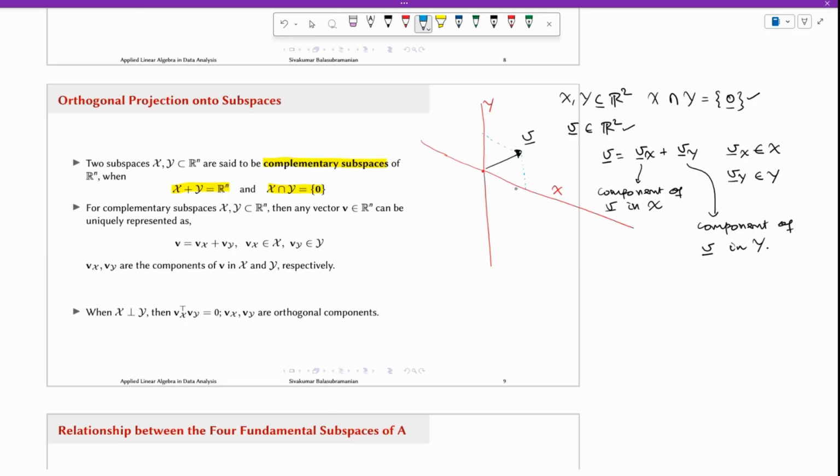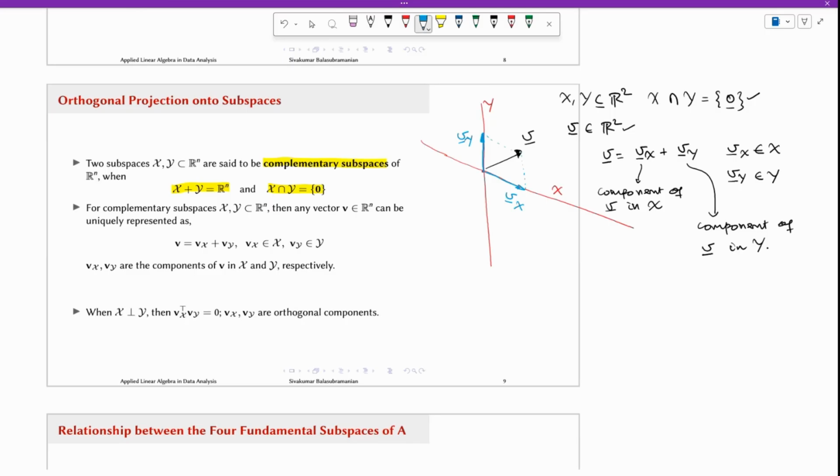That means I need to move by so much distance along X. This must be Vx, and this is how much I'm moving parallel to Y. This must be Vy. This is if you have two, right? In fact, in the case of R2, you can only have two complementary subspaces. If you add a third one, it will turn out that they won't be complements.